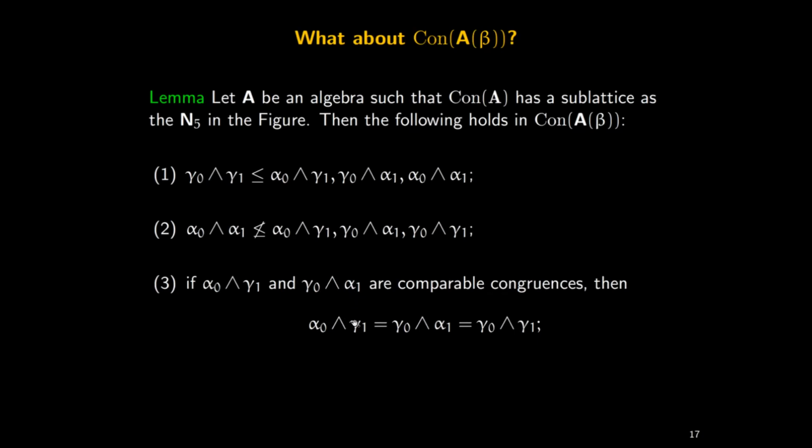The third one, you have a little bit of computation to do, but it's not hard to prove. And actually the second one is the really not trivial one. And this is actually what characterizes the two cases that you can obtain considering Con A of beta. So they are mainly when these two congruences are collapsing in gamma 0 meet gamma 1 and when they are not.